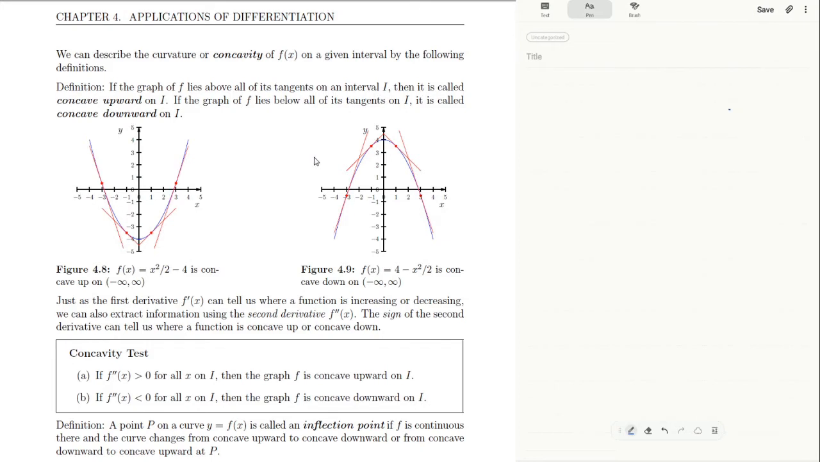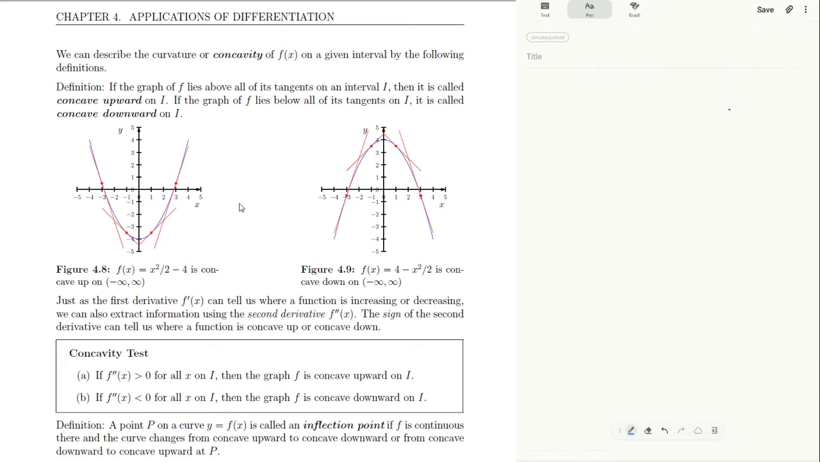In the example on the right, we have the parabola 4 minus x squared over 2. Now this function will be concave down for all real numbers. So what this means is that if we were to draw all of its tangent lines at every point on this interval, then we notice that the function is below all of the tangent lines. And so it is concave down on all real numbers.